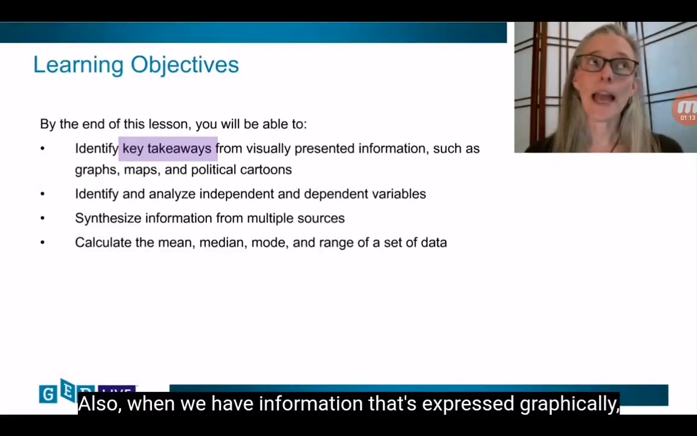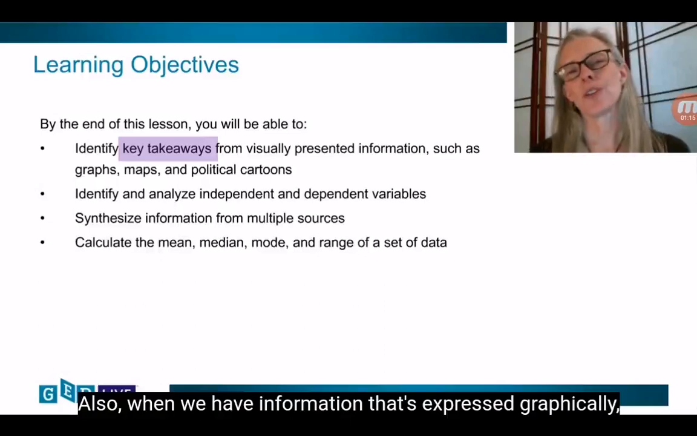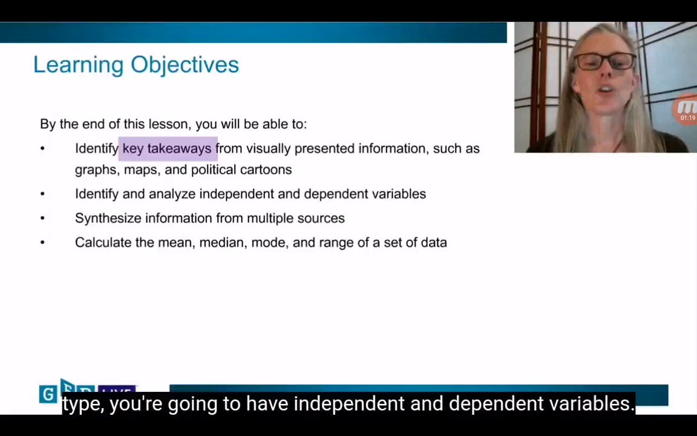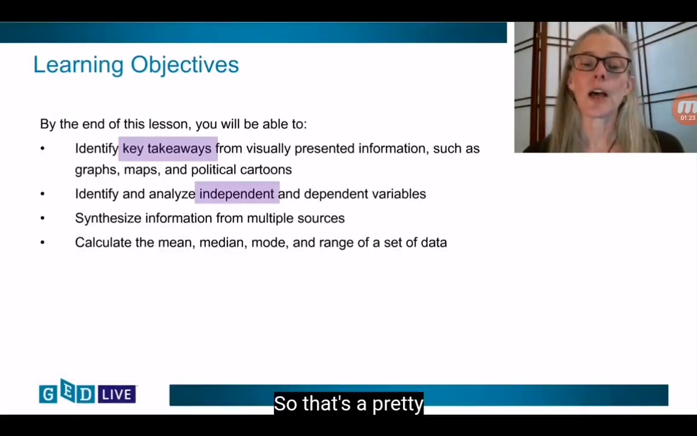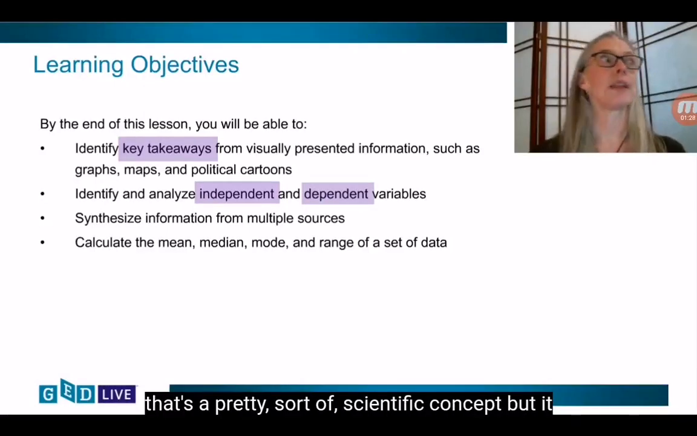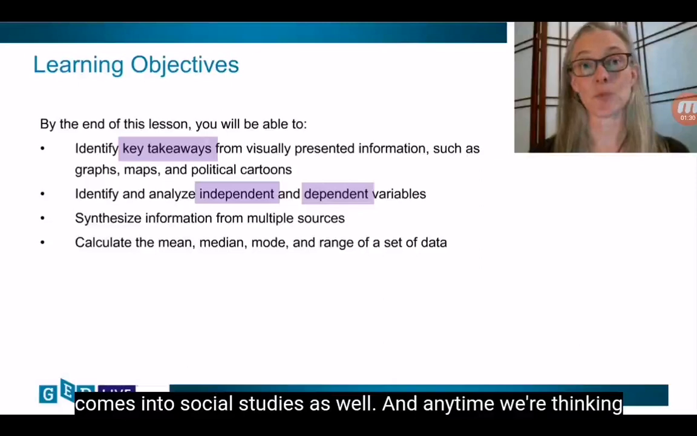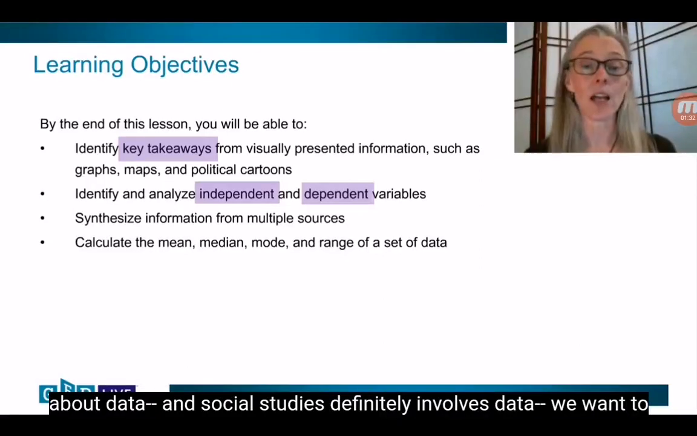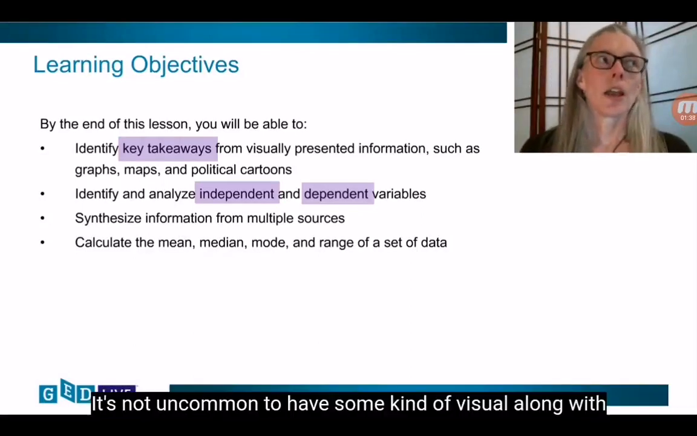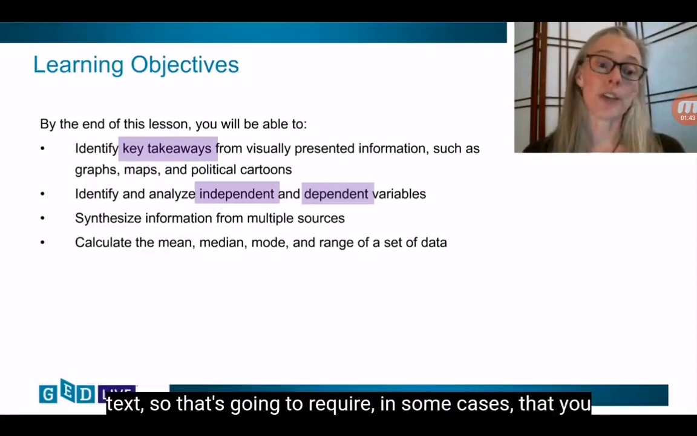Also, when we have information that's expressed graphically, using a graph or a chart or something of that type, you're going to have independent and dependent variables. That's a pretty scientific concept, but it comes into social studies as well, right? Anytime we're thinking about data, and social studies definitely involves data, you want to be aware of those different kinds of variables. It's not uncommon to have some kind of visual along with text.